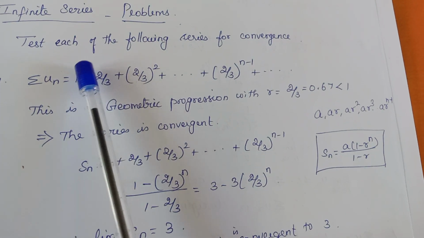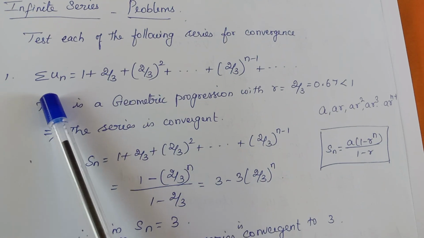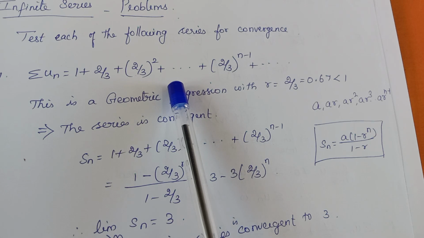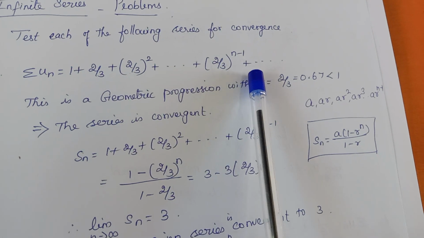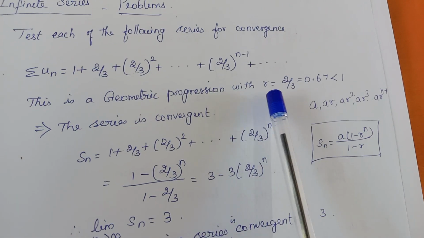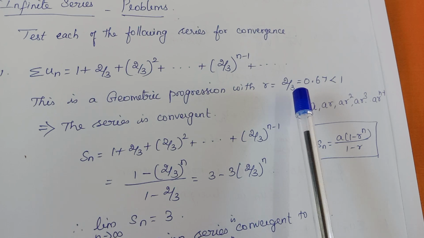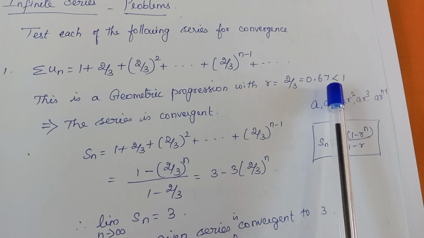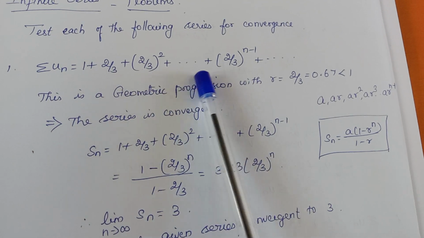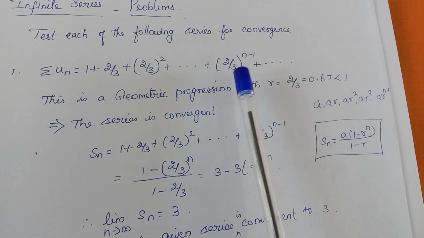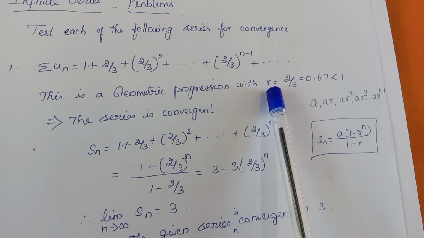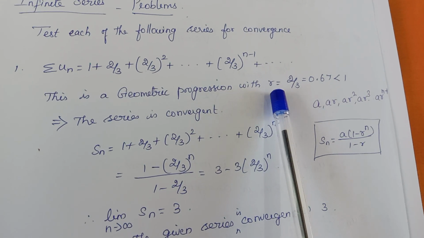Test the convergence for each of the following series. The first one is summation un equal to 1 plus 2 by 3 plus 2 by 3 the whole square plus etc. 2 by 3 the whole power n minus 1 plus etc. See, this is a geometric progression, isn't it? With the common ratio r equal to 2 by 3 and its value is 0.67, which is less than 1. Okay, so whenever you are given an infinite series which is in the form of a geometric progression, it will be convergent for r less than 1. If your r, the common ratio, is greater than or equal to 1, the series will be divergent.